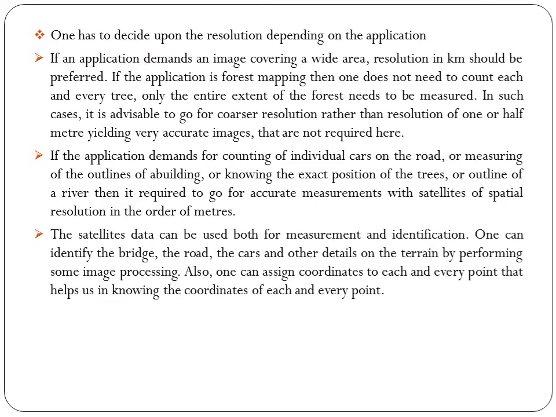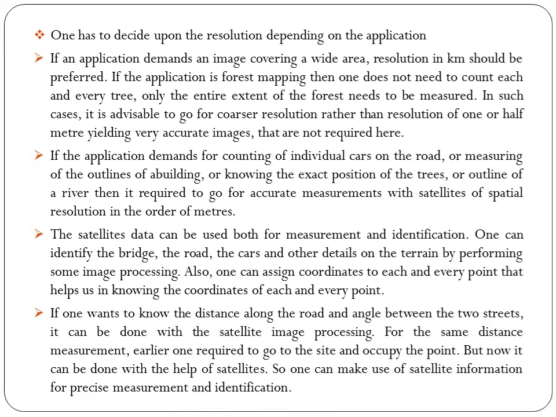The satellite data can be used both for measurement and identification. One can identify the bridge, the road, the cars, the vehicles, and other details on the terrain by performing some image processing. One can also assign coordinates to each and every point, which helps us in knowing the latitude and the longitude of each and every location. If one wants to know the distance along the road and the angle between two streets, it can be done with satellite image processing.